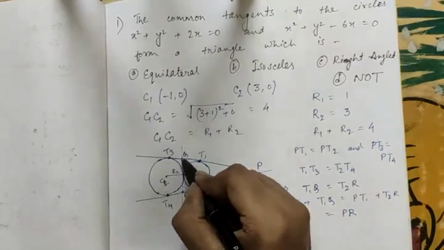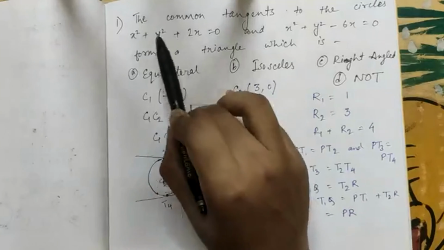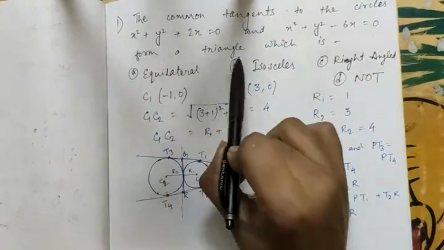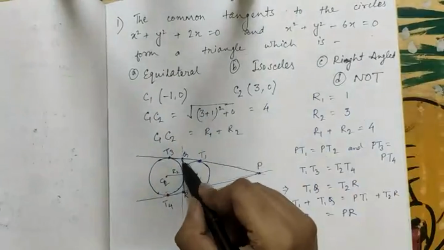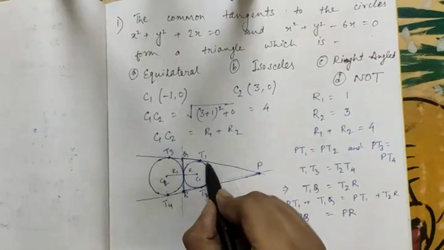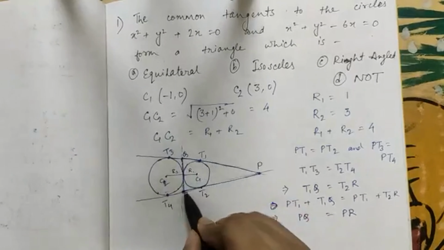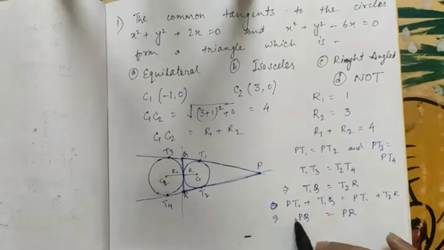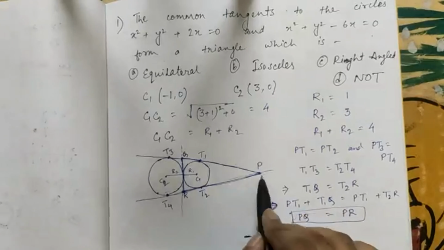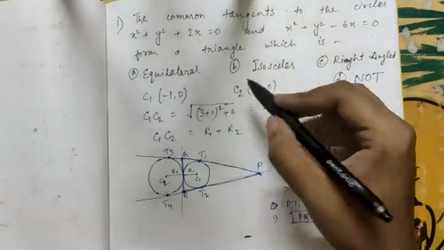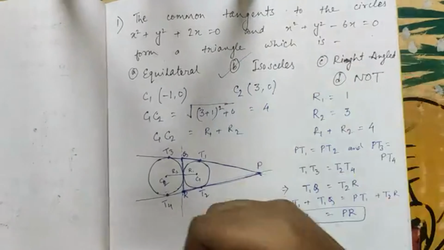So in this triangle, in the question it was given that the common tangents to the circles, this and this, form a triangle. So this is the triangle. This is the only triangle that I can see the pair of tangents are forming. That is triangle PQR. And from here we have already got this relation that PQ is equal to PR. So the only option which can be correct is option B, that is, the triangle is isosceles.